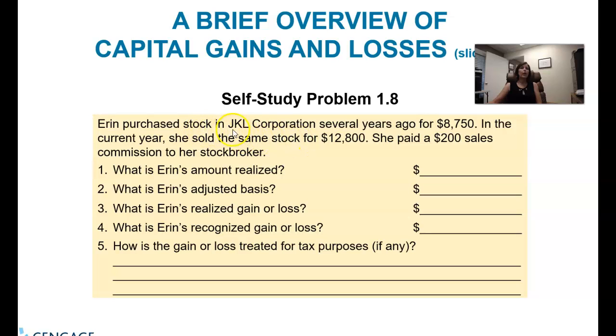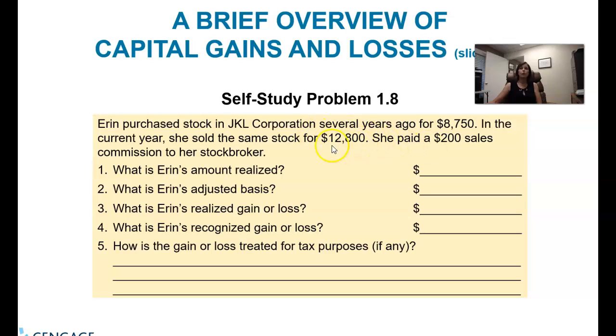So we've got Erin, who purchased some stock in JKL Corporation several years ago. That should tell you something. She's had it for several years, more than 12 months. So we're looking at long term. She spent $8,750 on it. In the current year, now she sold it for $12,800. She paid a $200 commission to her broker. And so how much did she realize?